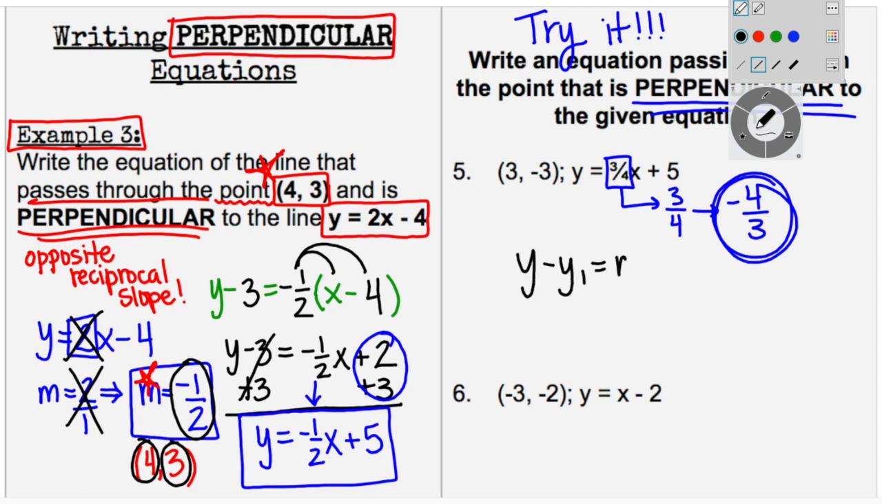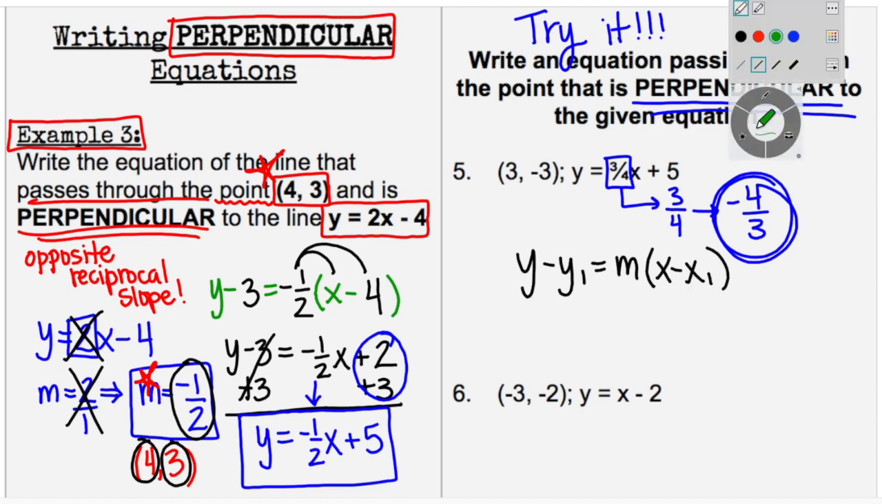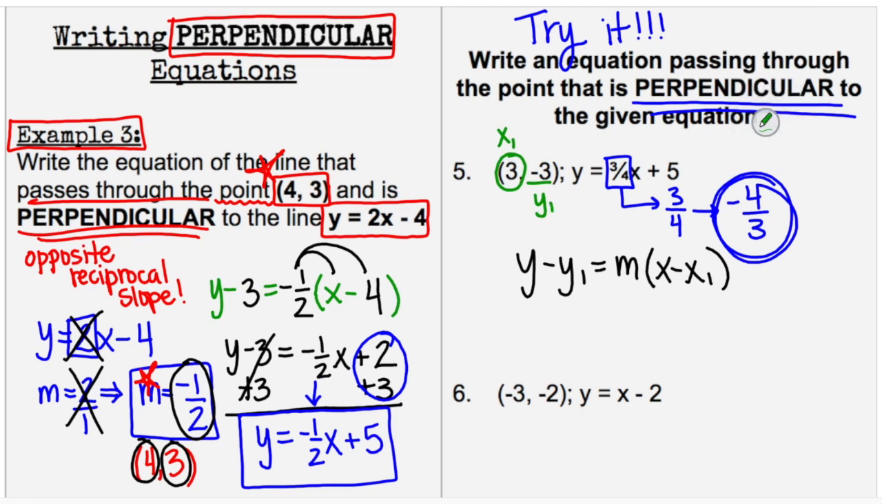Always use your point-slope form in these cases. It'll be the quickest and easiest way for you to find your new equation. And from that, plug in that x-coordinate, plug in the y-coordinate, and plug in the new slope that you came up with using that opposite reciprocal. Now go ahead and get started, please.